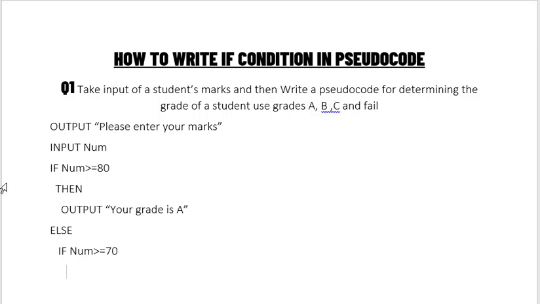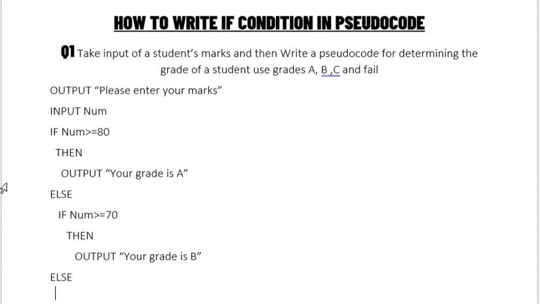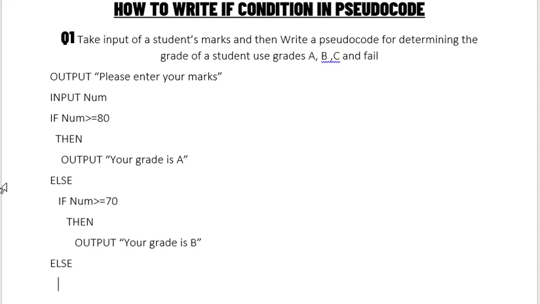Then we're going to make indentation and then write THEN, and then OUTPUT with indentation, all in capital letters. OUTPUT open apostrophe your grade is B. So if the number is greater than or equals to 70, then it will be B. Then we are going to write another ELSE, which will also be in capital letters, and after that we are going to leave space and write IF Num, that is the variable, with the first letter capital, greater than or equals to 60.